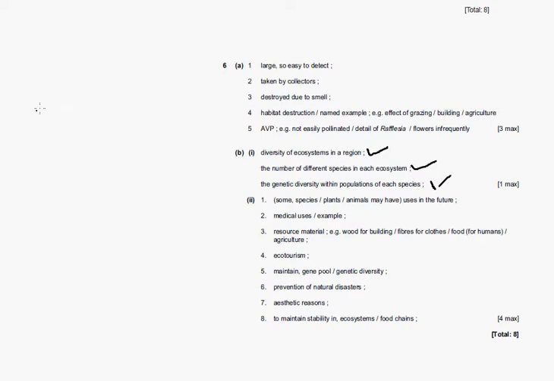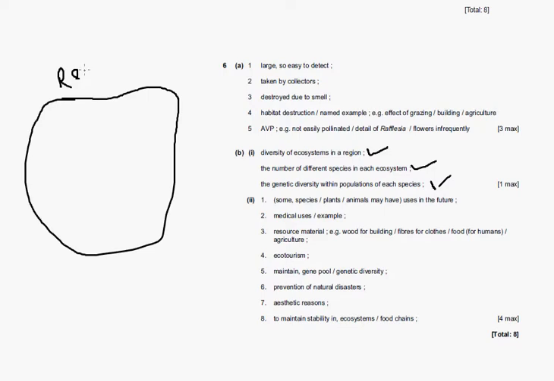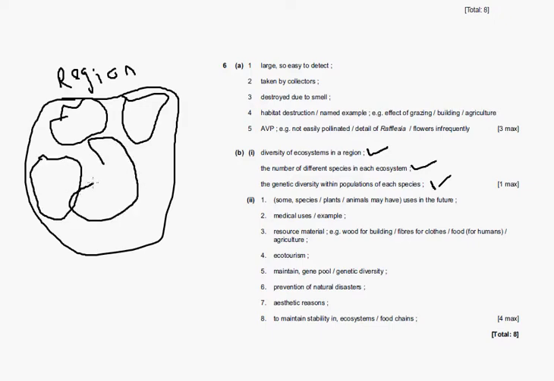So it's like an ecosystem region. This is a region. So biodiversity is the diversity between ecosystems. Okay, let's say there are 5 ecosystems, so the diversity between ecosystems, and not only that, then the number of different species in each ecosystem, right? And not only that, but the number of different species.